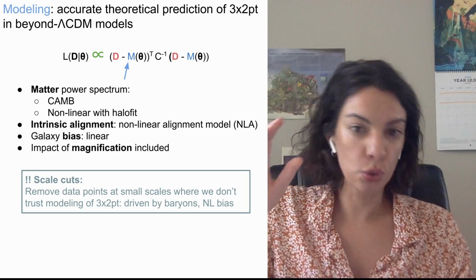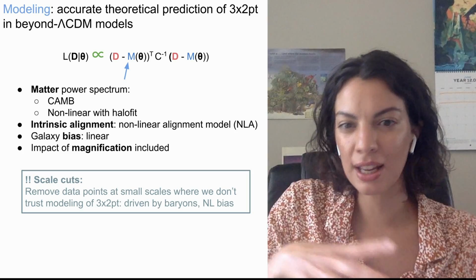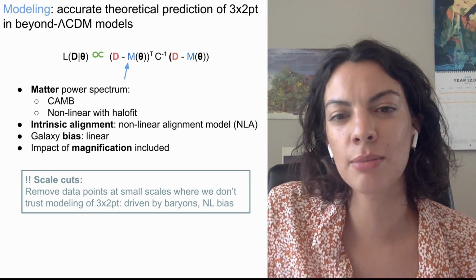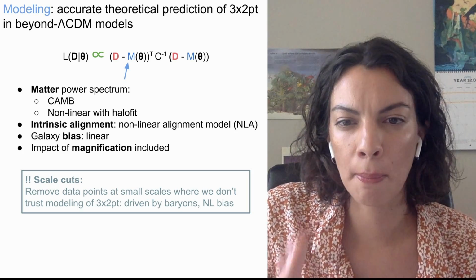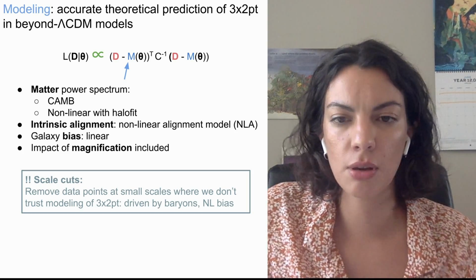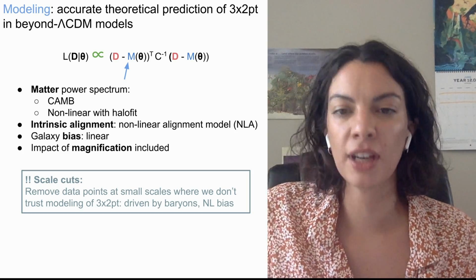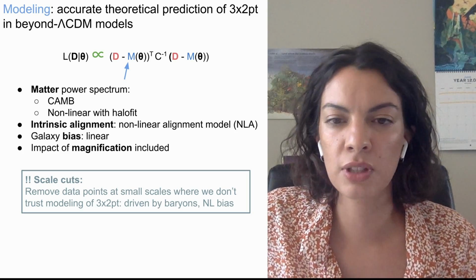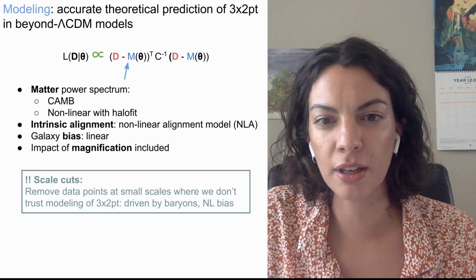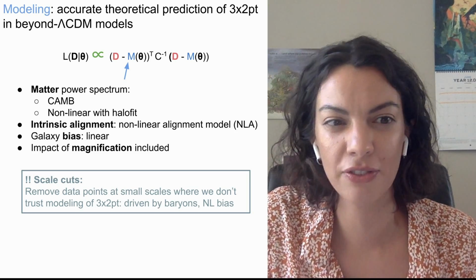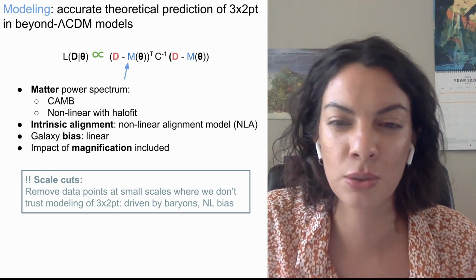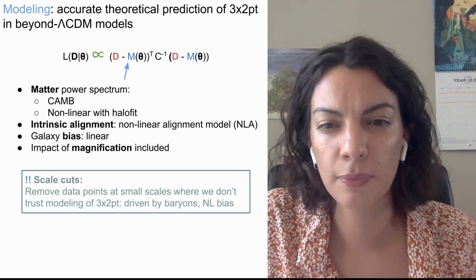And then to relate dark matter to galaxies, we use a linear galaxy bias. And we also take into account magnification, because some galaxies will be magnified by weak lensing, so more galaxies will appear in your catalog of galaxies, so you need to take that into account, and we do here.